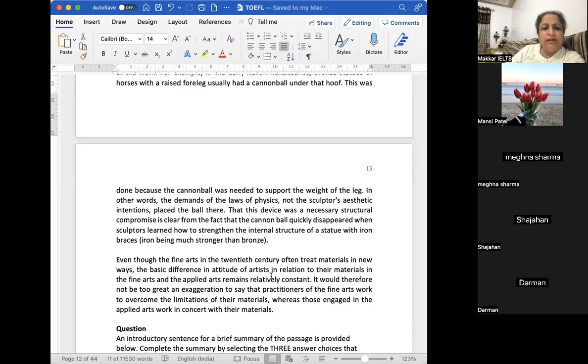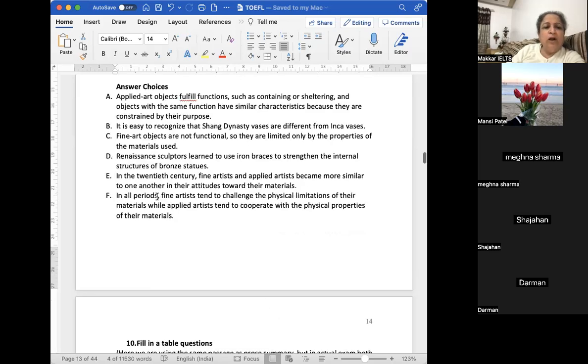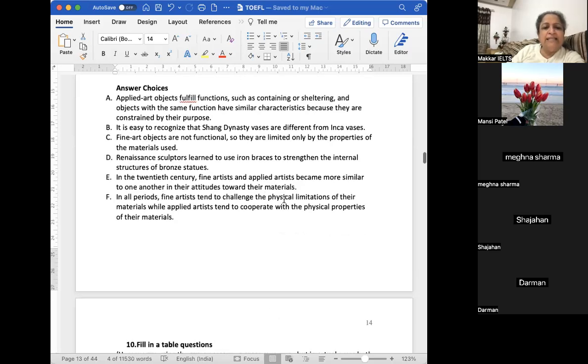तो उनका जो difference है वो है. It would therefore not be too great an exaggeration to say that practitioners of fine art work to overcome the limitation of their material, whereas those engaged in the applied art work in concert with the materials. Now, यहाँ पे देखो. In all periods, fine art tend to challenge the physical limitations of their materials, while applied art tend to cooperate with the physical properties.